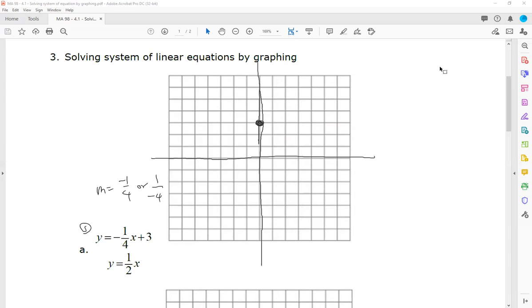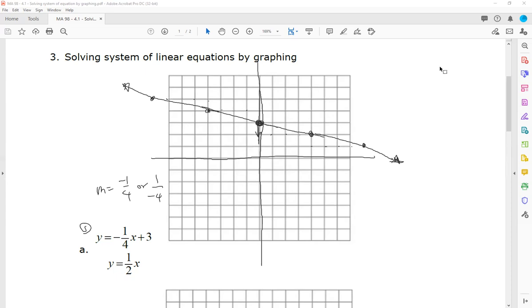Down 1, 4 to the right. Now, if you use 1/-4, that means you're going up 1, 4 to the left. But it doesn't matter which way you go. When you draw a straight line, all the points should line up.